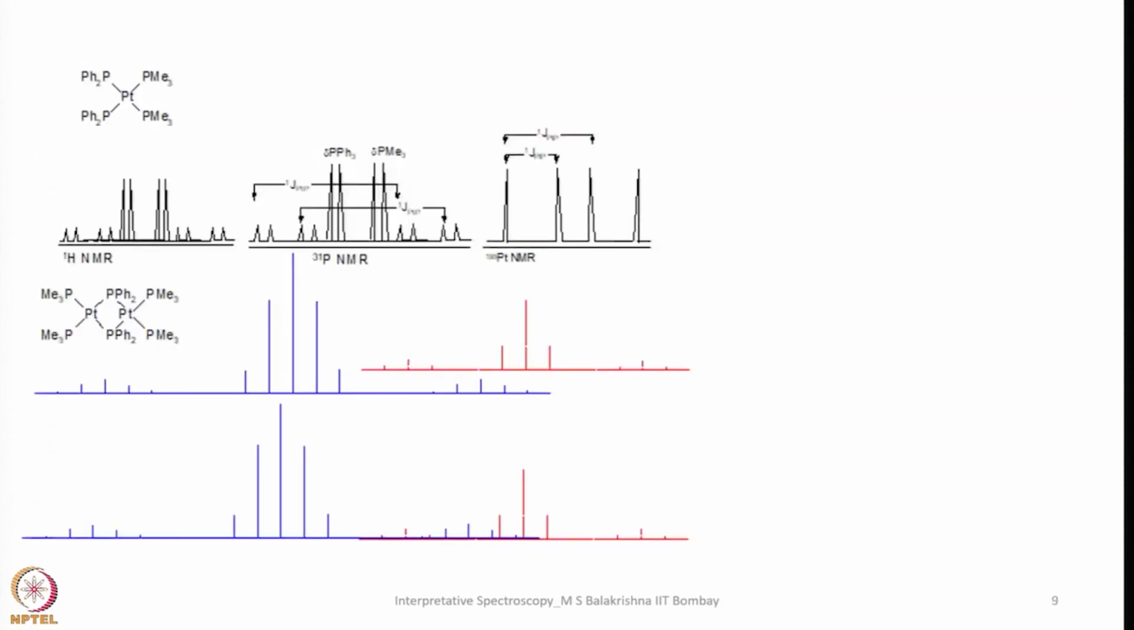Let us look into two more examples here. We have a mixed ligand complex, a platinum 0 tetrahedral complex where we have 2 trimethylphosphine and 2 diphenylphosphine.